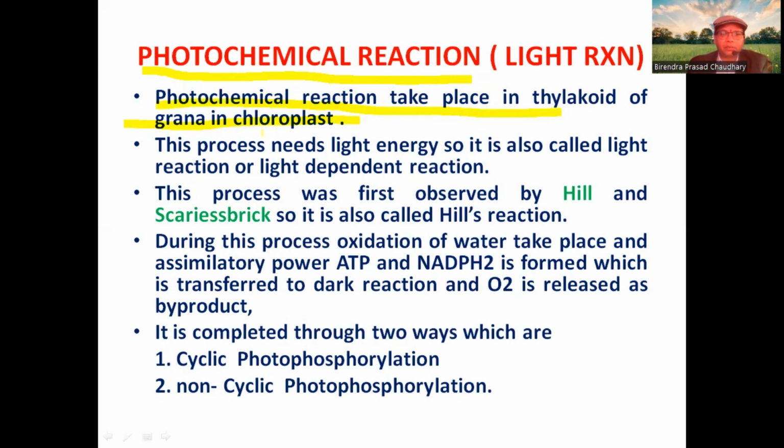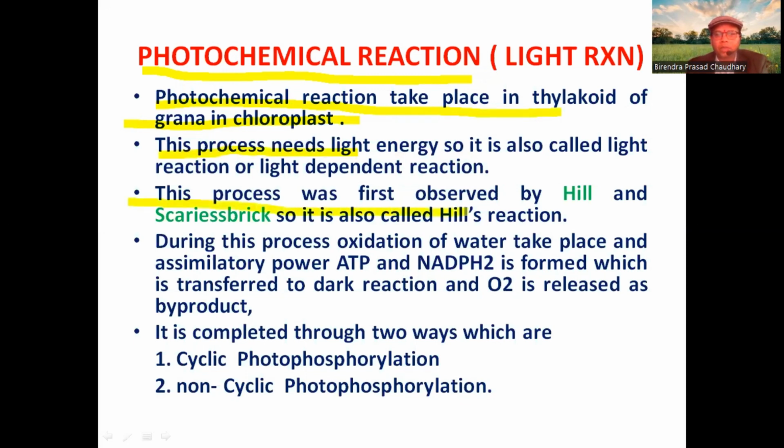This process needs light energy, so it is also called light reaction or light-dependent reaction. We can say why the photochemical reaction is also known as the light-dependent reaction: this process cannot take place without light, or in the absence of light. It needs light energy, so it is called light-dependent reaction.